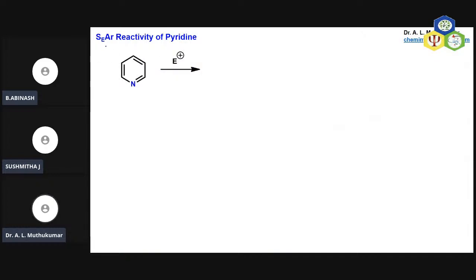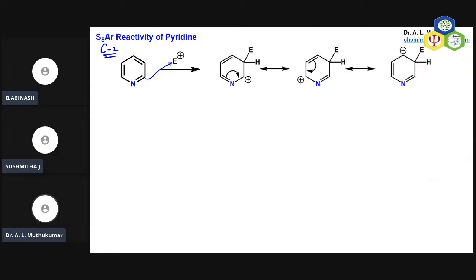Suppose the reaction takes place at the C3 position of pyridine. I'm sorry, this is actually the C3 position. You have to draw the structure like this; both ways are correct. If the electrophile attacks at this position, the positive charge will be generated at the C2 position.